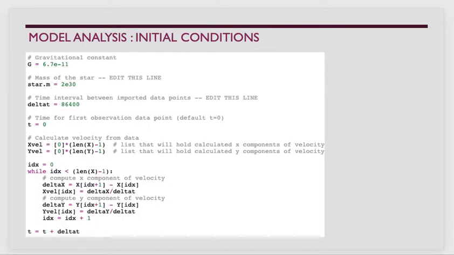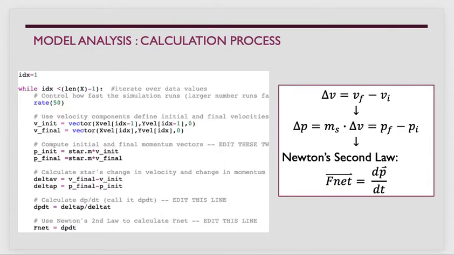Here is the initial condition. We already know the gravitational constant, the mass of the star, the delta t, and the xy component of the position data. Here we are going through the calculation process. The lines here are in order to calculate F net.